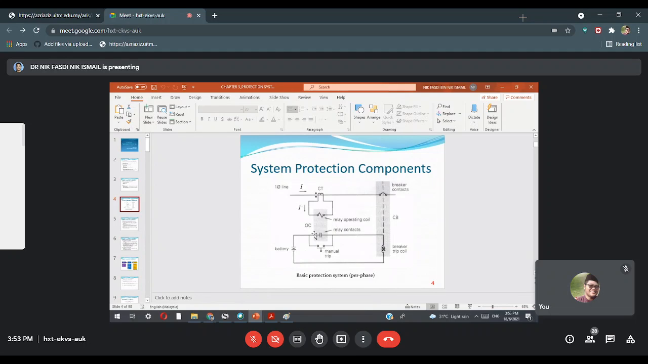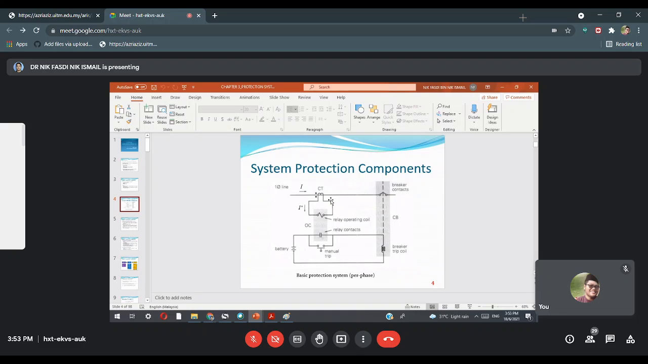Bila current boleh flow, apa jadi? Breaker ni akan on. Bila breaker on, breaker coil dia akan turn on, dia akan open. Breaker dia akan contact, dia akan open. Maksudnya fault current kat sini tak akan flow to the load. Itu konsep dia. Faham?